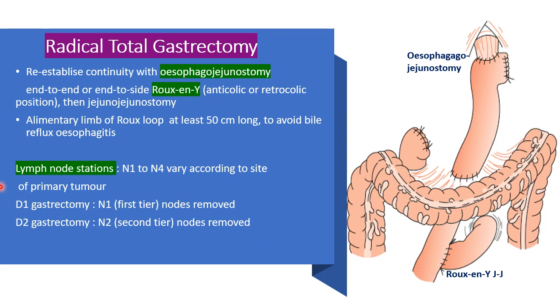The lymph node removal depends on the site of the primary tumor. Generally, it's a D1 gastrectomy, where the first tier N1 nodes are removed. In a D2 gastrectomy, the second tier N2 lymph nodes are also removed.